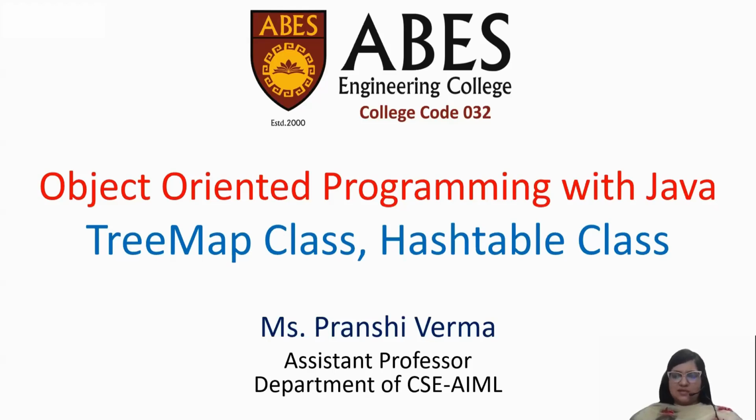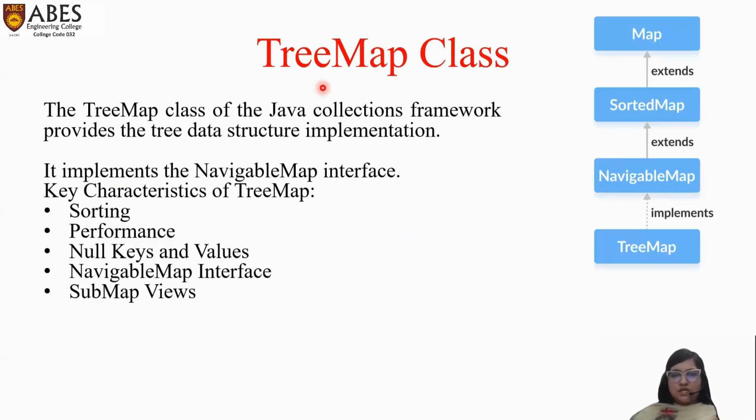Now, let's get started. The TreeMap class of the Java Collection Framework provides the tree data structure implementation, and here the tree is a red-black tree. Here is the diagram that shows the implementation of the TreeMap class.